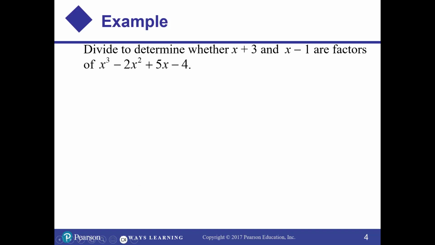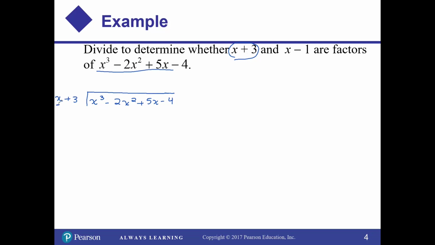So we're going to determine if these are in fact going to be factors. What we're going to do is polynomial long division. So we have x cubed minus 2x squared plus 5x minus 4, and x plus 3 is the first one I'm going to test with. I want to see if x plus 3 is a linear factor, so I'm going to divide it into that polynomial.